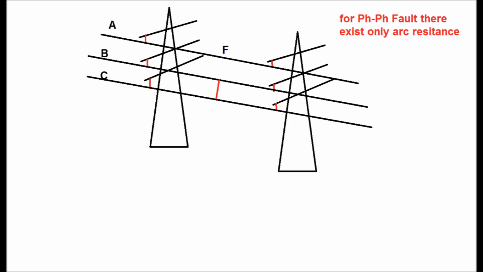Now in this figure for transmission line, A, B, C are the three phases of the transmission line. A fault occurs at point F between phase A and phase C. For this fault, the fault current will pass from the conductor B phase to the fault point F via arc resistance, that is between B phase and C phase, and return to the conductor C phase. So we should consider the arc resistance to calculate the accurate distance of the distance relay.